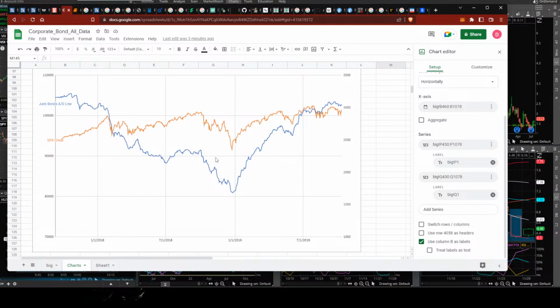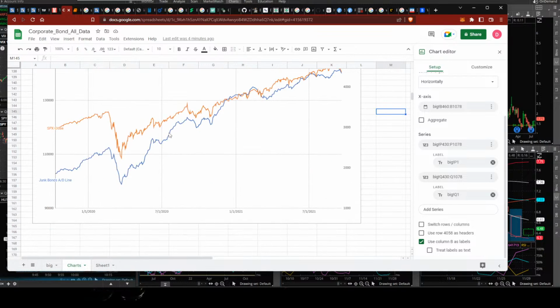And it did. The markets went down. The junk bonds ADL line never recovered. It did recover afterwards, though. Afterwards, it did make that higher high. And boom, there we go. And then the markets can resume their uptrend again, okay? So this is a good way of using that.